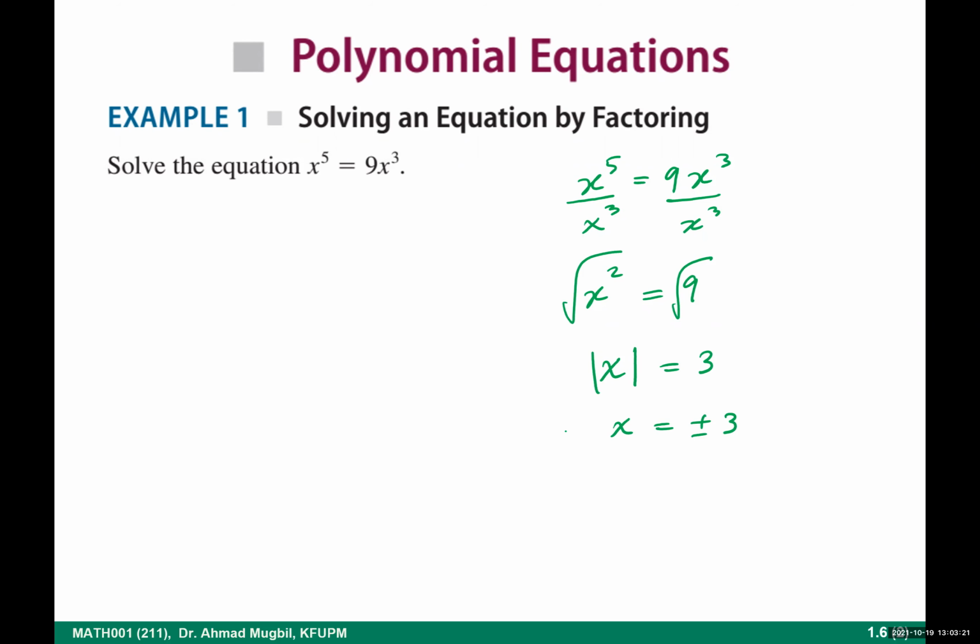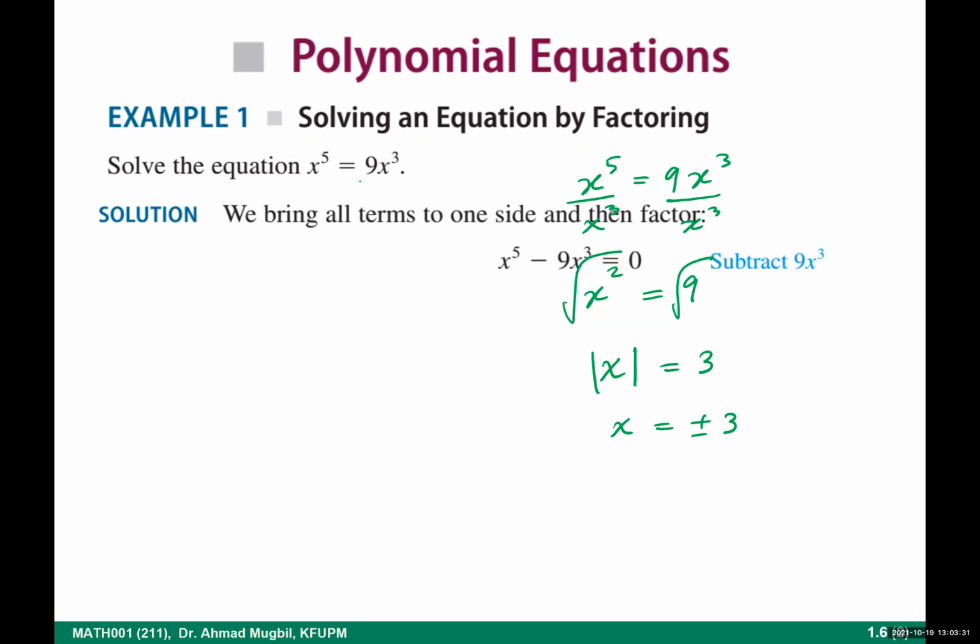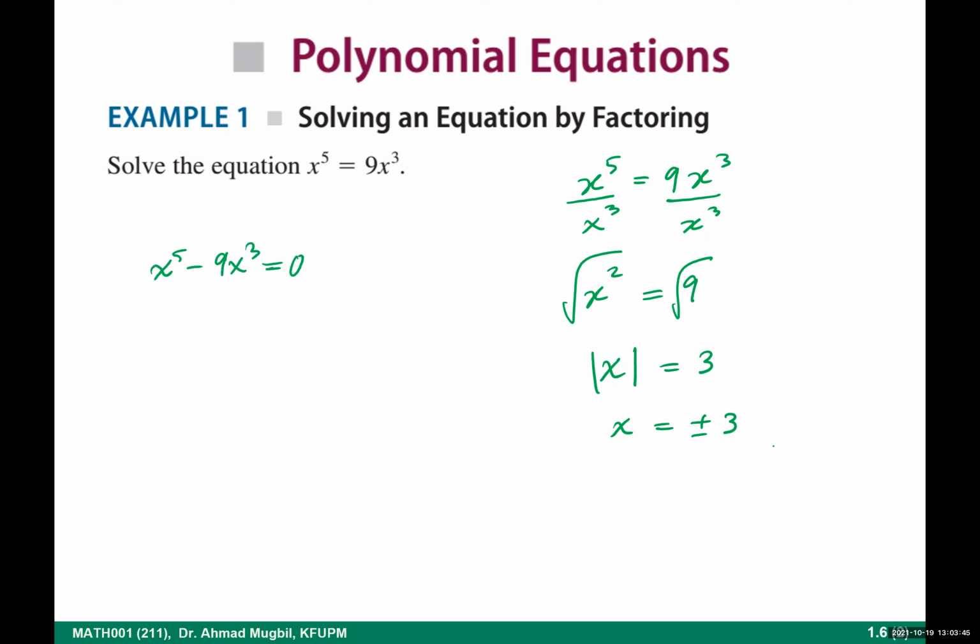In fact, I heard at the beginning someone say, let's add negative 9x to the power 3 to both sides, which means eliminate the right hand side. This is the right step: x to the power 5 minus 9x to the power 3 equals 0. Let's keep this in mind. How many solutions did we obtain from the previous way? We have 2 solutions. Let's see how to solve this equation now.